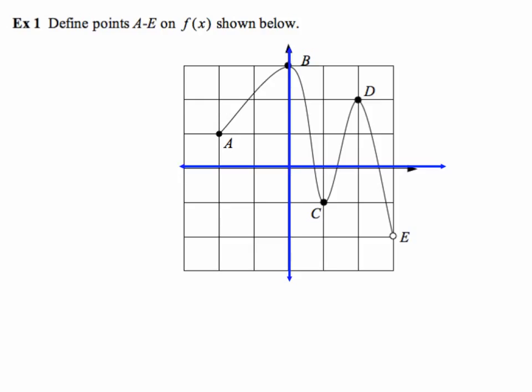And E, since it has an open circle, it's not considered in the domain of f of x. Since the graph continues further down past C, that's why we refer to C as a relative or local minimum, not an absolute.